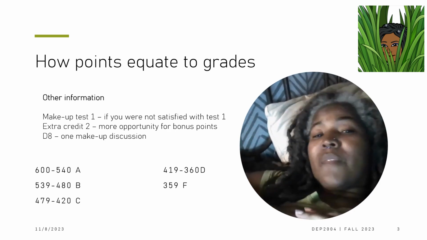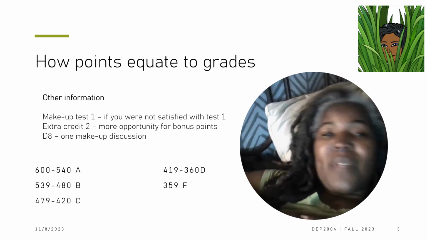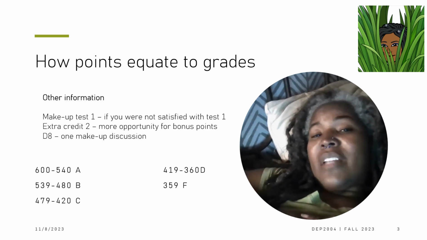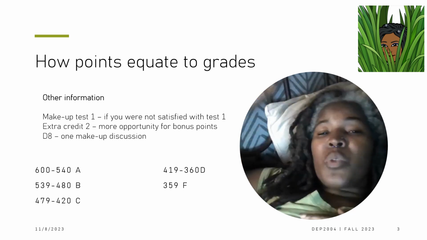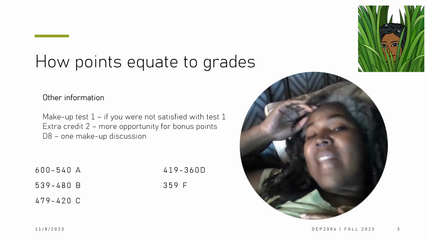If you score between 539 and 480, you end up with a B. Okay, B is really good. If you score between 479 and 420, you get a C. You just passed the class average. Now, if you score between 419 and 360, that's a D, and 359 and below is not passing.